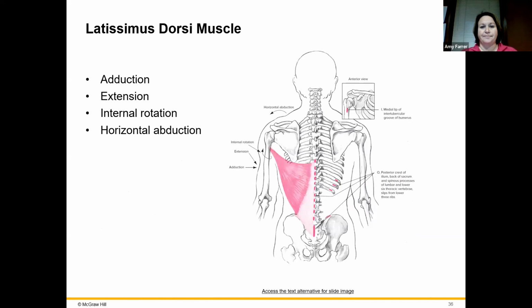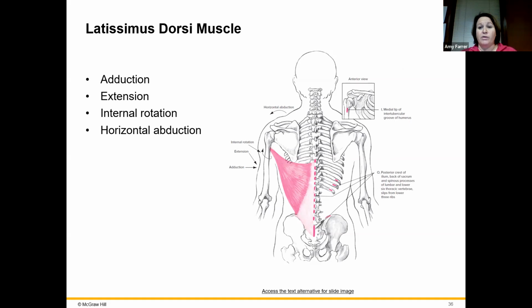Our lats. They originate in the posterior crest of the ilium, the back of the sacrum, the spinous processes of all of the lumbar and the lower thoracic vertebrae. So T6 to L5, and then from the posterior aspect of the ilium and the sacrum, okay? Also going to come off the slips of those last 3 ribs. So huge complex that is our lats.